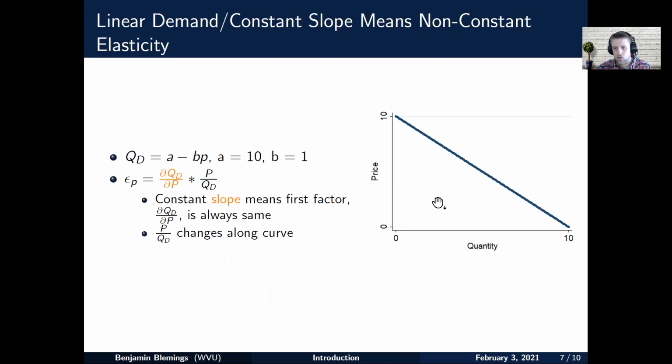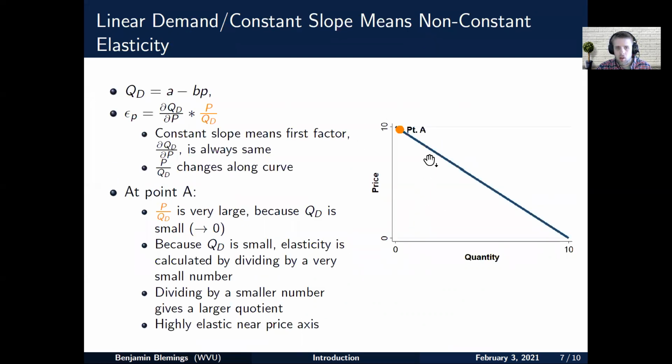All right, so here's a demand curve. And at point A, we know that P, this orange term, P over QD is very large. Why do we know that? We know because QD is small. It's going to 0. And so when you divide by a very small number, you get a very big number. And so near the y-axis, or near the price, we know that the elasticity that we'll calculate is going to be large. And as QD approaches 0, it'll be going towards infinity.